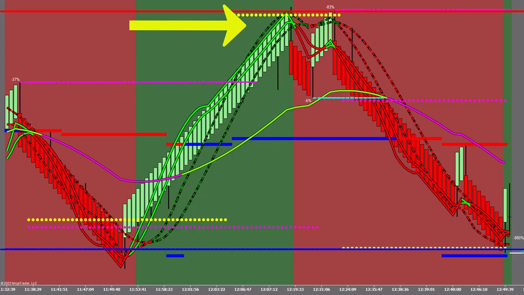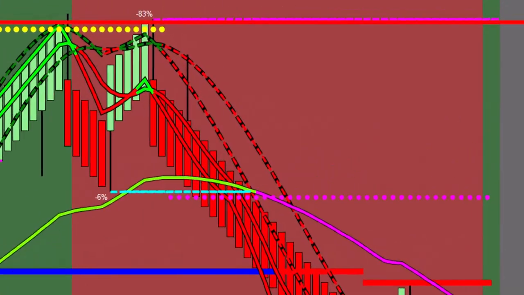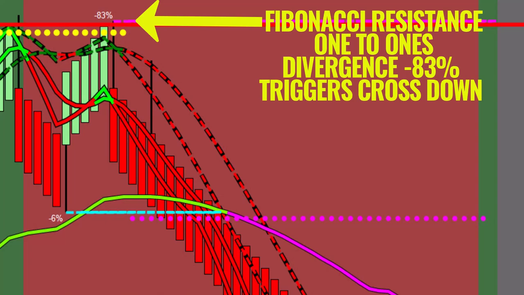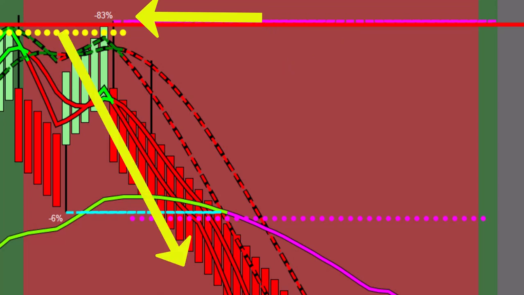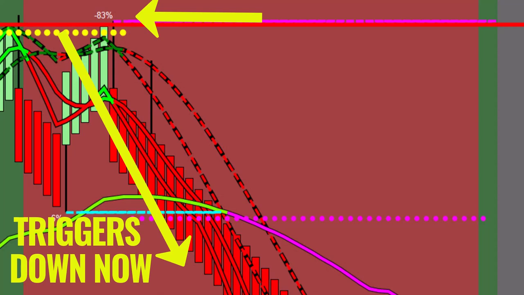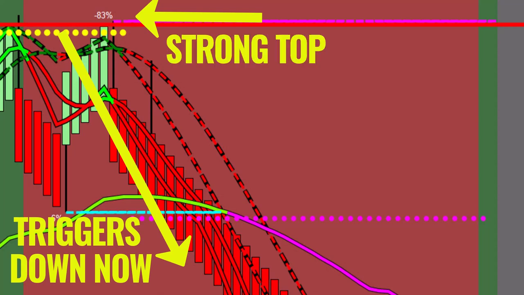And from the top of the chart, you'll start to see where all of our indicators come together at the exact same time. You'll see we have red Fibonacci resistance. We have yellow 1-to-1 dots. We also have divergence as represented by the negative 83% at the top. And after that, you'll notice that our trigger lines have crossed down in a very strong manner. And this is what you'll learn in our tops and bottoms video as a really good top.